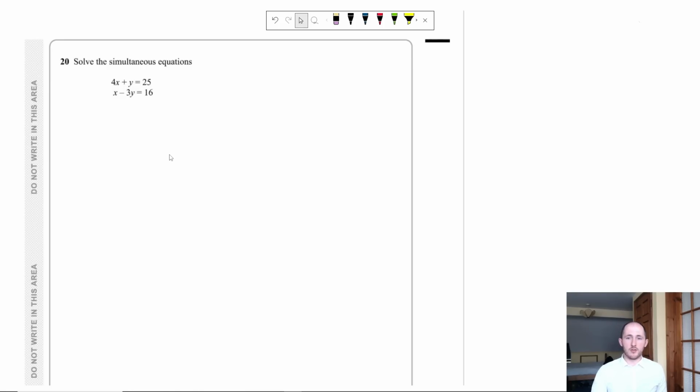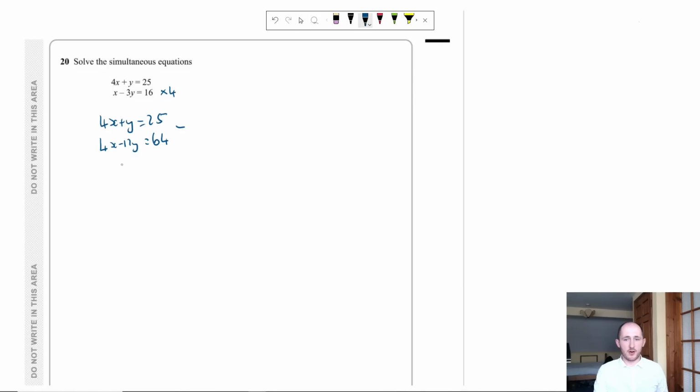I'm going to choose to do the first option, so times this one by 4. And I'm going to write it in the exact same orientation. So 4x plus y equals 25. Then the second equation now becomes 4x minus 12y equals 16 times 4, which is 64. And then what we're going to do is, because these numbers are the same sign, we're going to subtract. So remember the 3 S's. Same sign subtract, different sign add. Same sign subtract, okay? So whether they're both positive or both negative, you subtract.